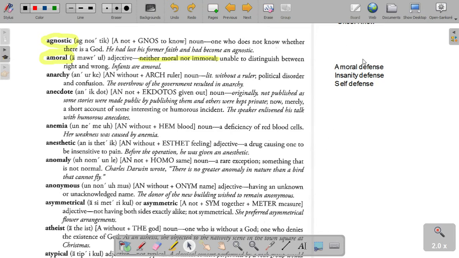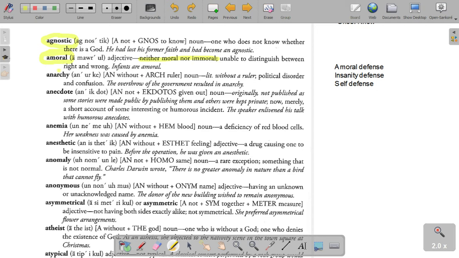Now, most of the time, this doesn't fly because even someone whose intelligence is very low still knows the difference between right and wrong. People who are sociopaths or psychopaths, sometimes they are amoral. They truly don't know the difference between right and wrong.